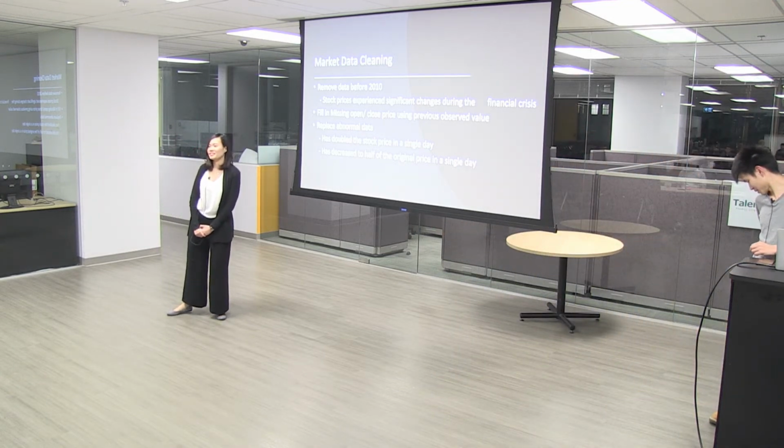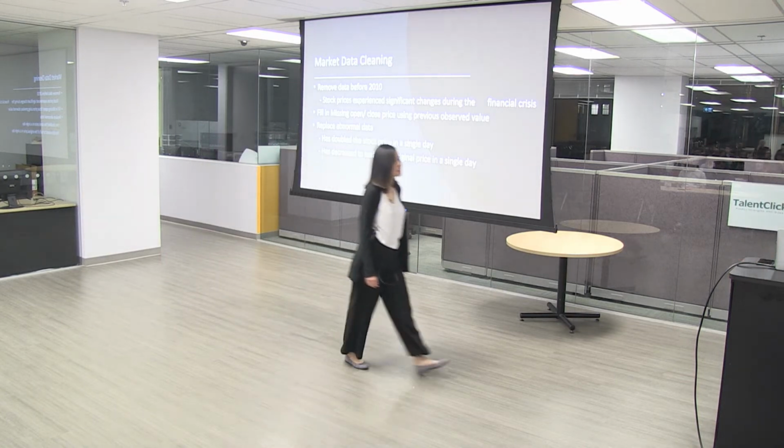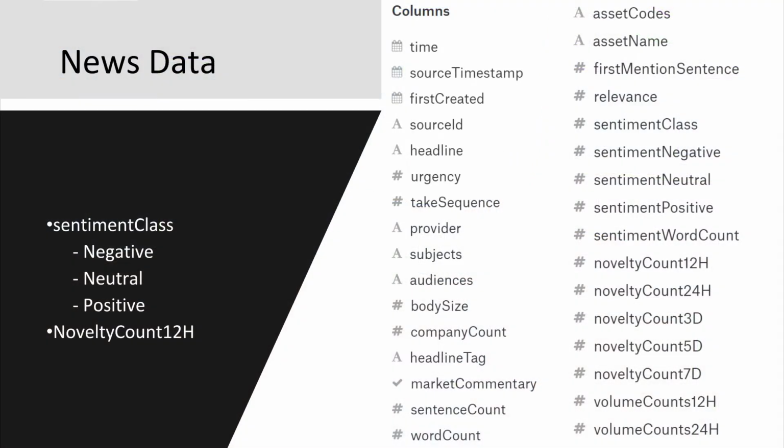Any other concerns? Okay. We will move on to the news data here. The news data has, I believe, 4 million records, but it has 32 variables, which is a large number of variables that we need to deal with.